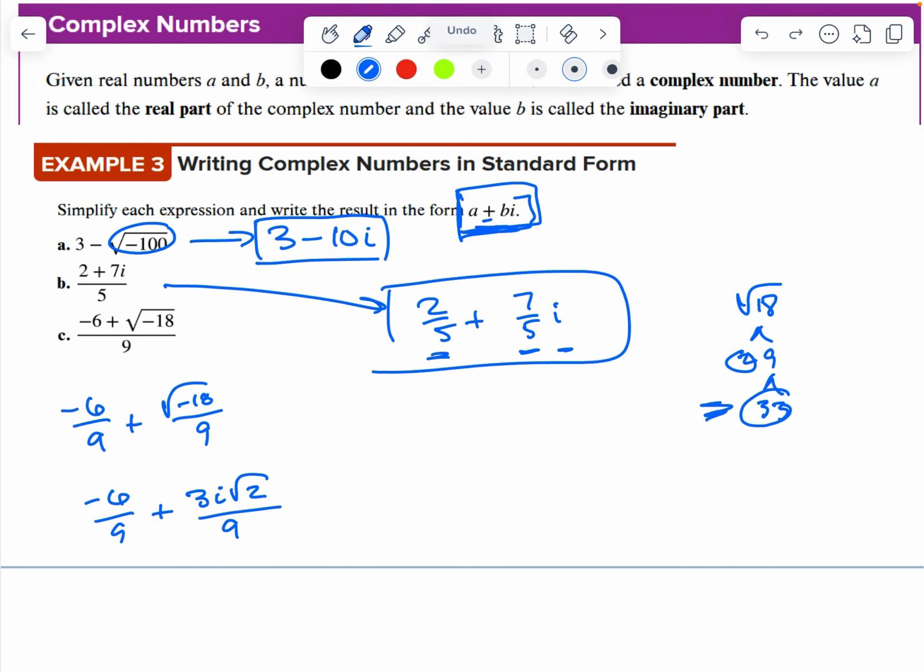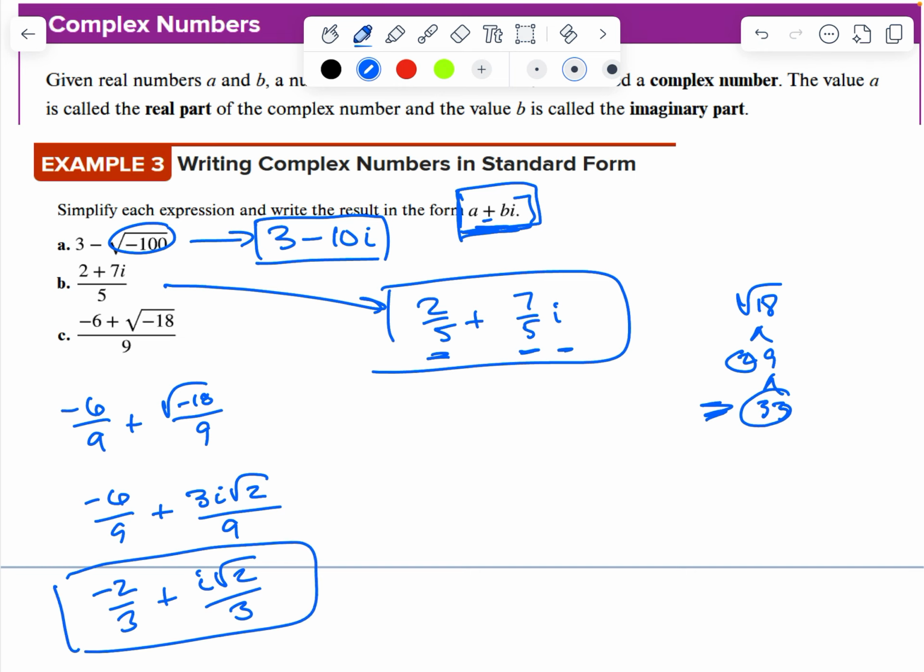Now simplify those fractions. You can divide all those things by 3. We're talking about things that are not inside the square root. You can ignore what's in the square root. So if you divide everything else by 3 here, you get negative 2 over 3. Divide everything by 3 here, and you get 1I square root of 2 over 3. And now it's in A plus BI form.